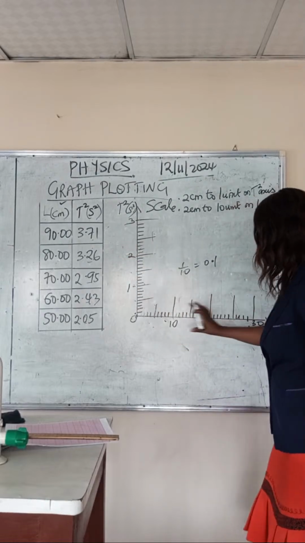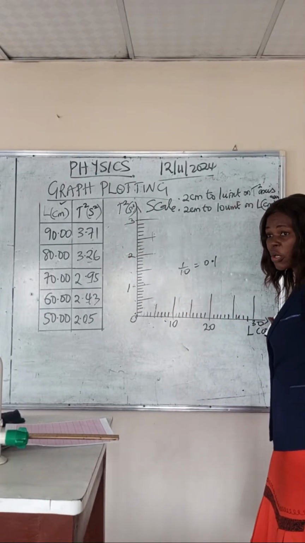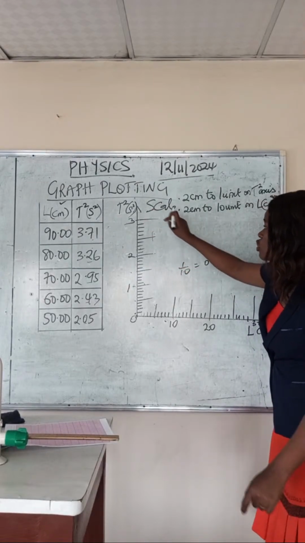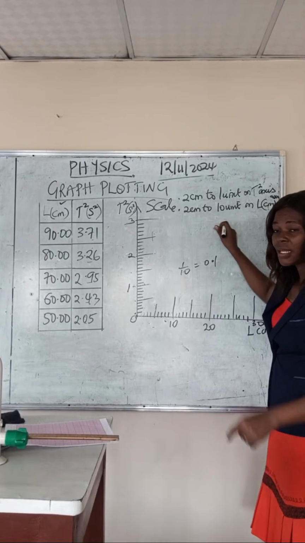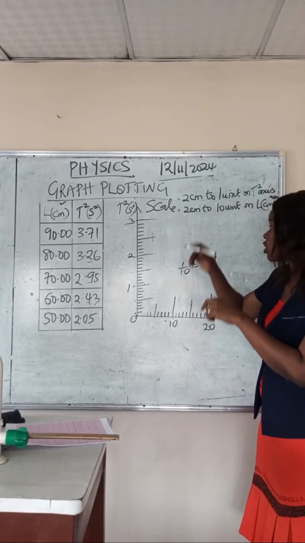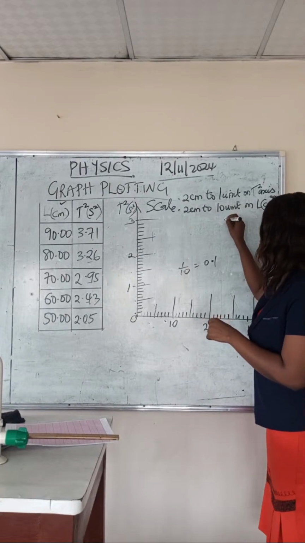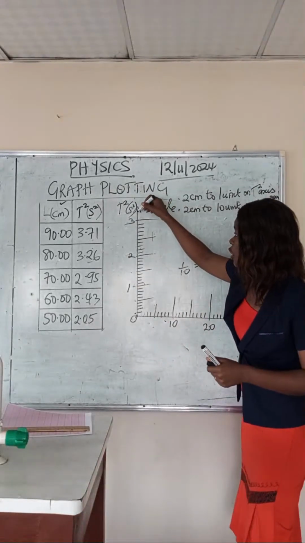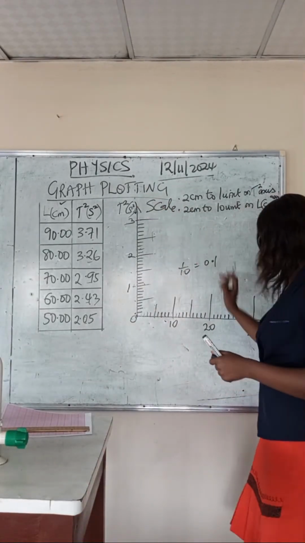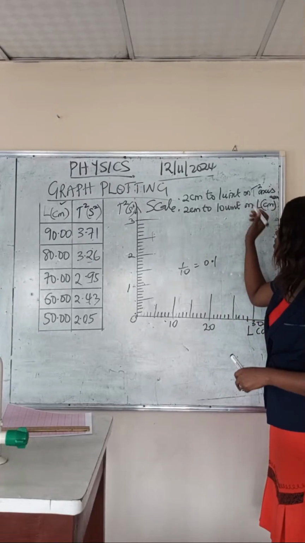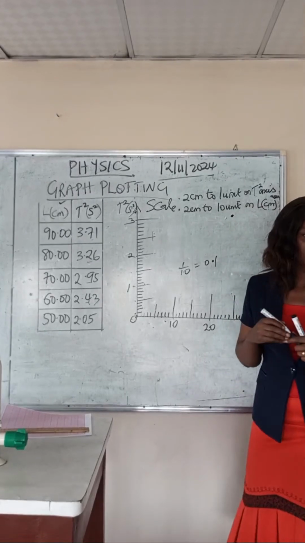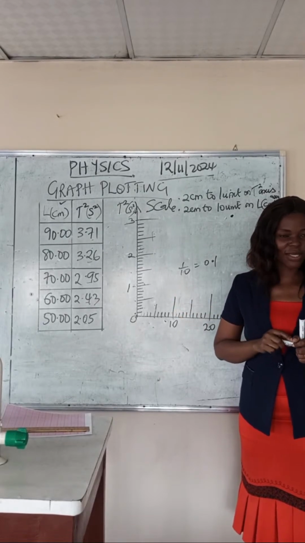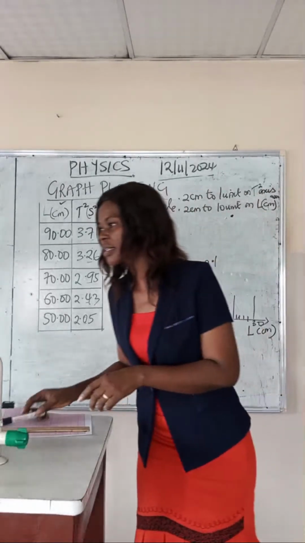Then coming on this axis, you already know what is your 90. So when you get to 3.7 and 90, you trace that line. The meeting point, that's the intersection, you put what? A dot. You trace your 3.7 on this axis and trace your 90 on this axis. The meeting point you put a dot. Is that clear? Yes, ma'am.